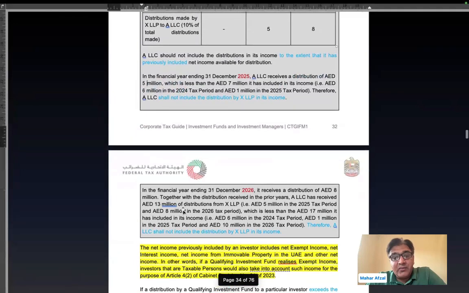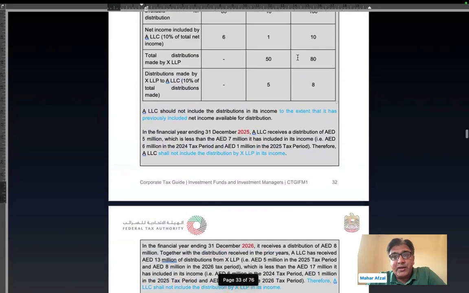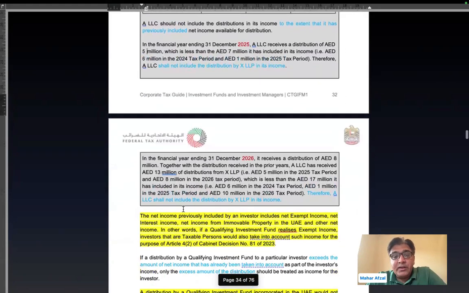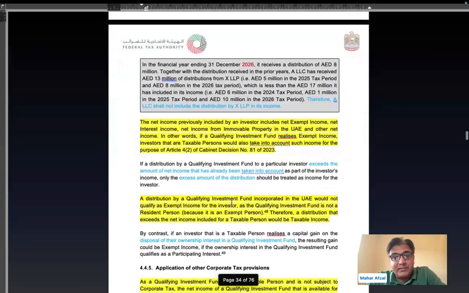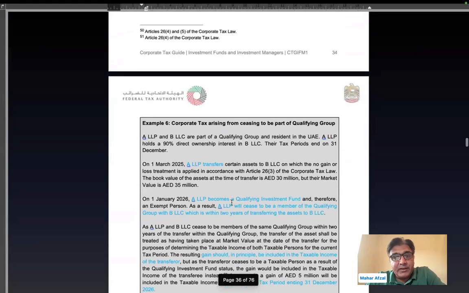The same thing they have given here, see, received total is 13. 13 is the total distribution, 8 plus 5, 13, and total income is 17. They have given it here as well. You can go through this. Therefore, ALLC shall not include the distribution in its net income because they have already considered it in their financials. They have already paid the tax.